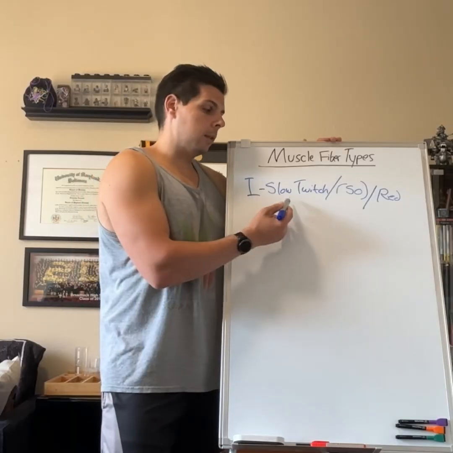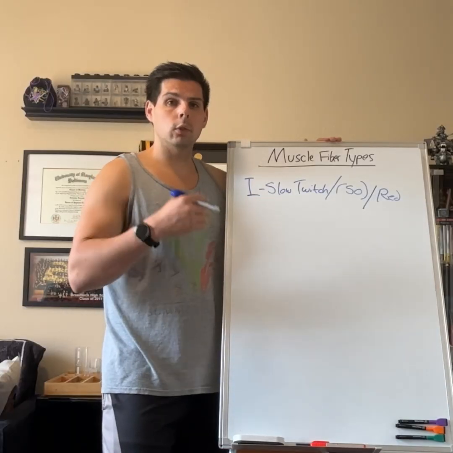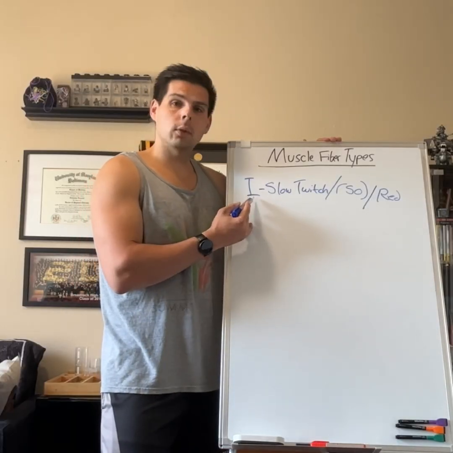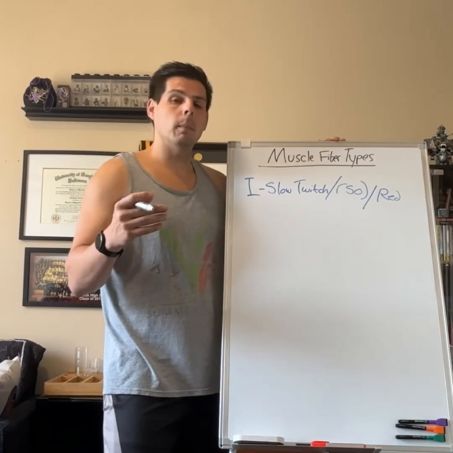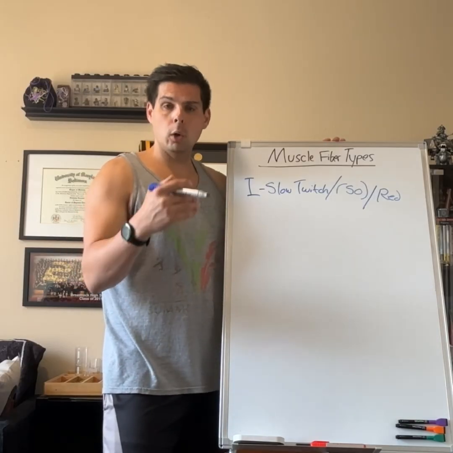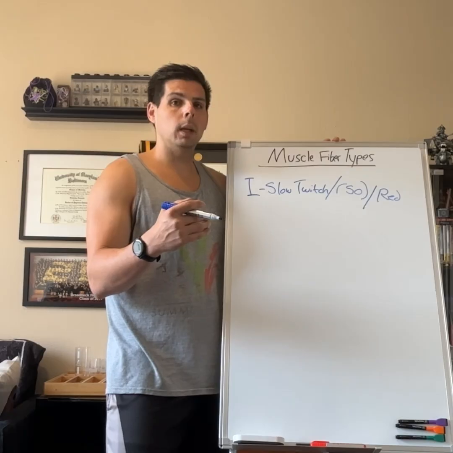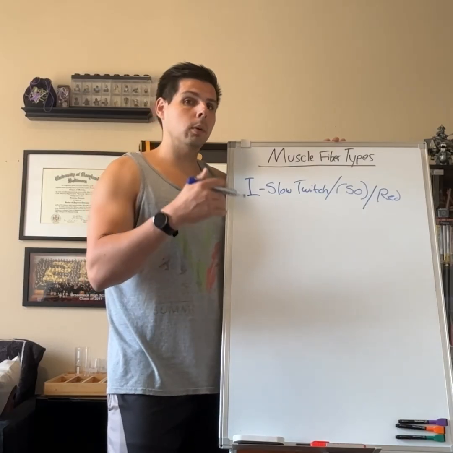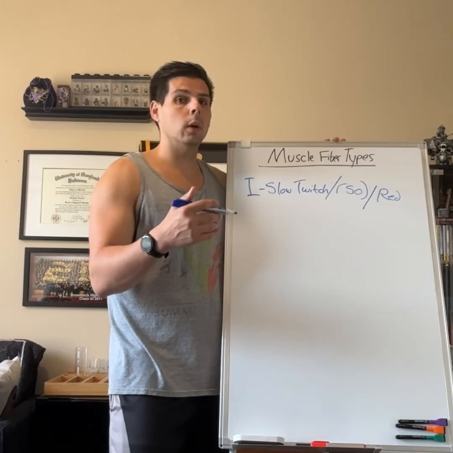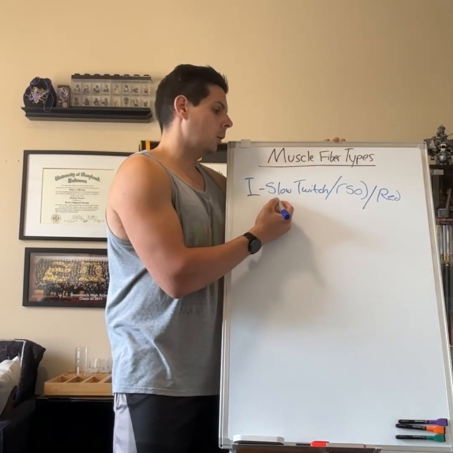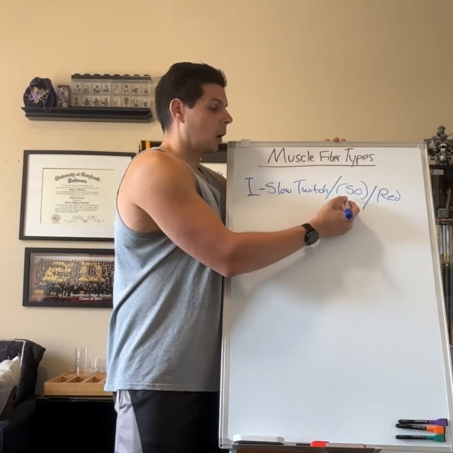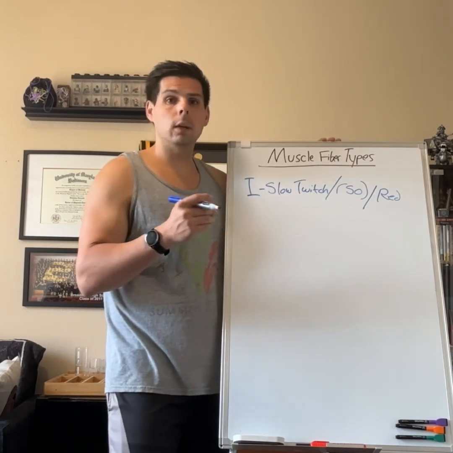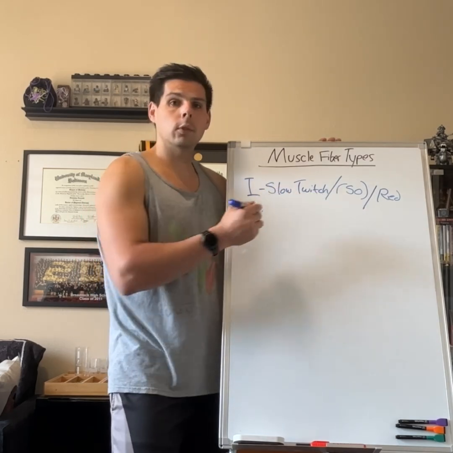Now, the reason why the type 1 muscle fiber is referred to as slow twitch is because these muscle fibers, relative to the other ones in your muscles, have a low overall force production capability, and they also have a low rate of force development. So they don't produce a lot of force and they don't produce it quickly, hence why they're referred to as slow twitch. They're also referred to as slow oxidative, the slow being the same reason as for slow twitch.